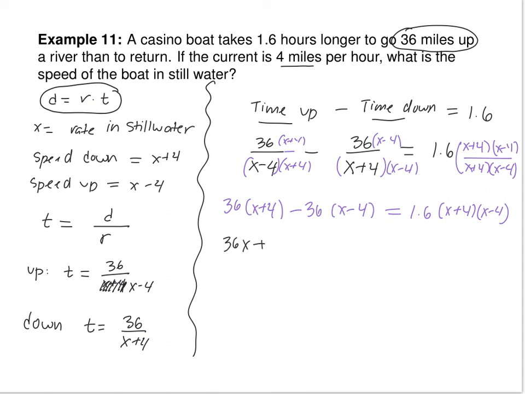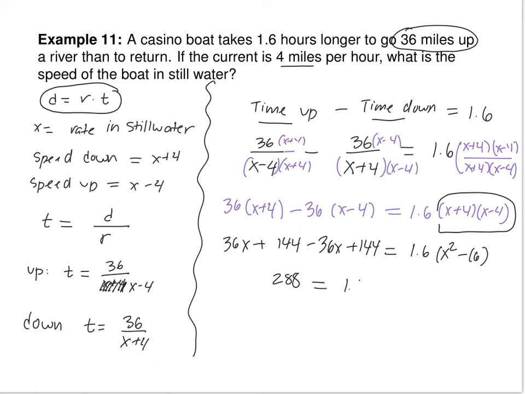So 36x plus 144 minus 36x plus 144. Is everyone okay with that? You got 288 on the left equals 1.6. It's easiest on this one to multiply those x's together first. As that difference of squares, they cancel. You get x squared minus 16. Minus 25.6. With a calculator, could you guys get it from there? You add the 25.6 and you end up with 313.6 equals 1.6x squared.